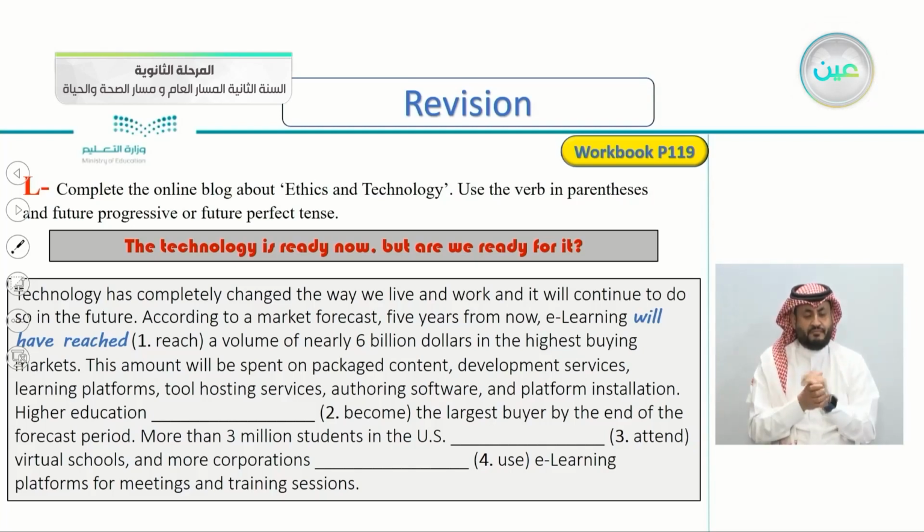So let's read it together and fill these gaps, because it says here, complete online blog about ethics and technology. Use the verb in the parentheses. Here, the verbs we have are become, use, attend. The first one is already done, the verb reach, and so on. We answer it by writing about the future progressive and the future perfect. So let's read it here together.